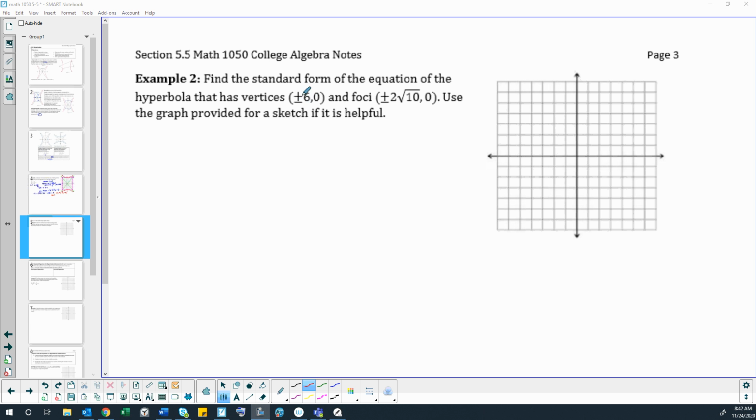I always find a graph helpful. So plus or minus 6, I'm going to go ahead and sketch that in. So we have a point at 6, 0 as one vertex, and a point at negative 6, 0 as another vertex. Okay, so that's going horizontally. So that is a, correct? That also tells us that if those are the vertices, then our equation is opening left and right.